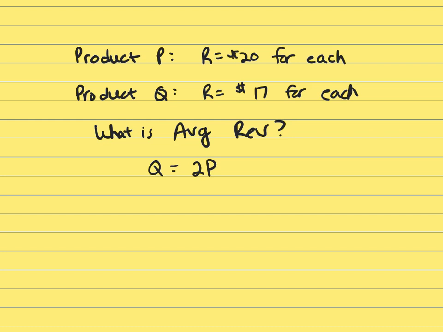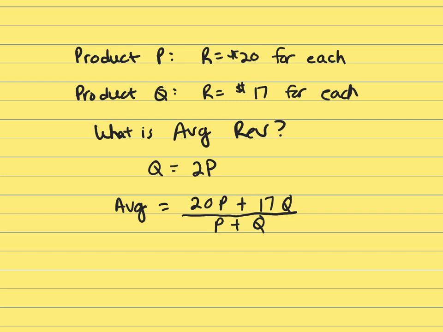Well, average will be where you sum up the amount of revenue you have and divide by your number of units. So your amount of revenue will be $20 times however many you sell. I'm going to call that P, plus 17, that's the revenue we want for Q, times however many you sell, divided by your total number of units, and that would be product P plus product Q. Now, we are trying to find what was the manufacturer's average unit revenue.